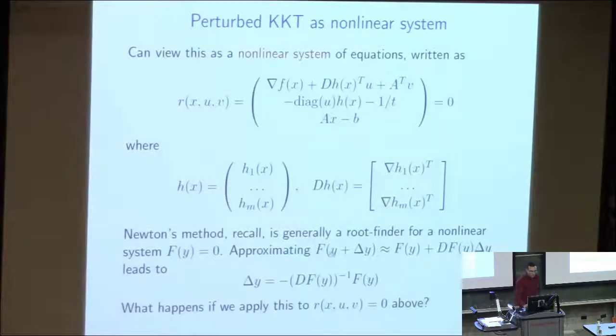So it approximates f of y plus delta y by f of y plus the Jacobian of f at y times delta y. So this is a linear function of delta y, right? This is a linear function right here. And solving this for delta y leads to this update, minus the Jacobian inverse times the function.